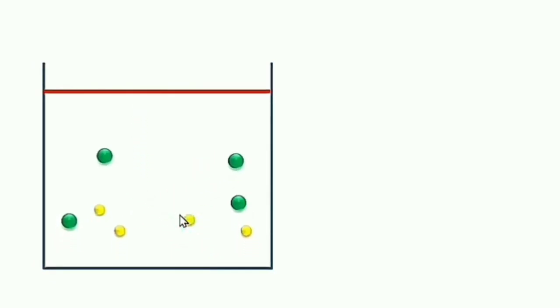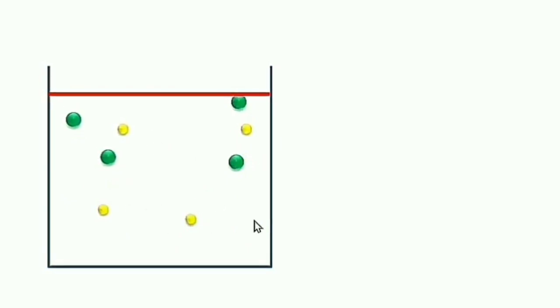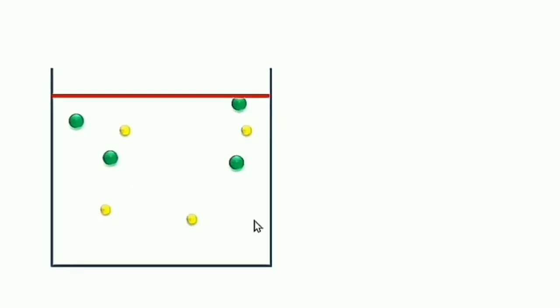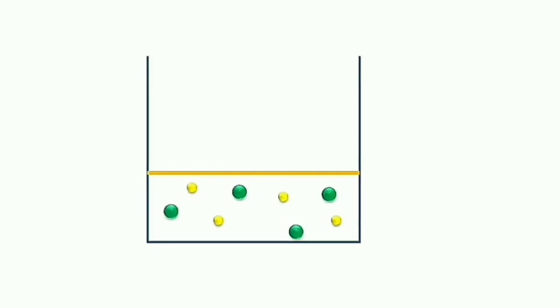We know that lambda m is equal to K into V. Here the total volume of the solution increases, so the molar conductivity also increases. So molar conductivity increases on dilution because the volume of solution increases.